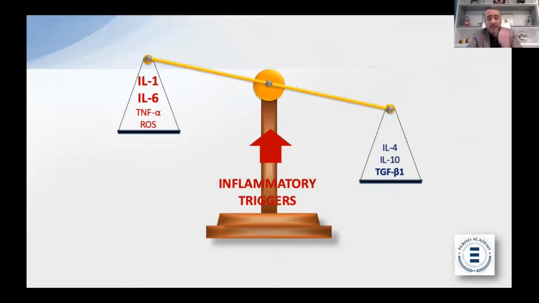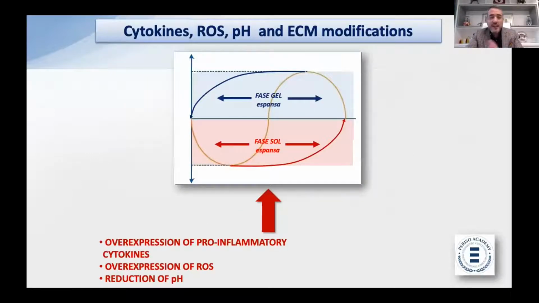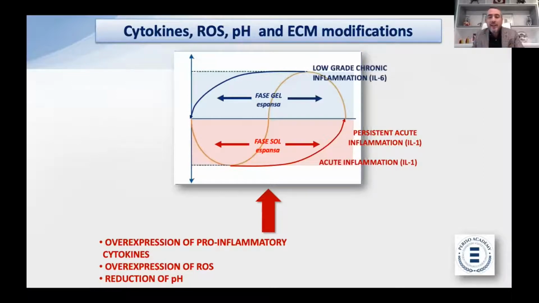When there is an increase in upregulation of pro-inflammatory interleukins, it is different and changes the extracellular matrix. There are more pro-inflammatory cytokines and a different pH. In acute inflammation, the acid phase continues. In persistent inflammation, interleukin 1 and interleukin 6 cause a low-grade inflammatory disease. And afterwards, continuous TGF beta stimulates fibrosis.